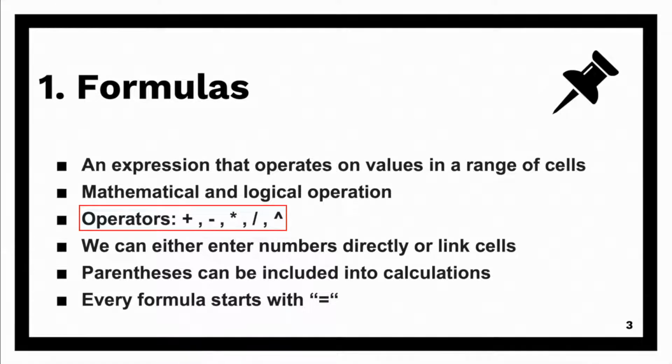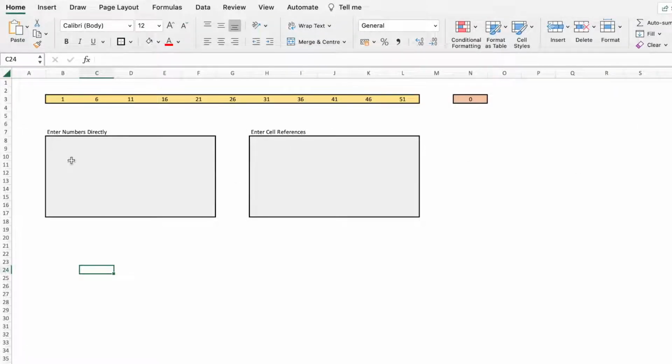To select the correct input, you can either type in the numbers directly by hand or you can link cells. Parentheses can be used like you always did in school, for example, to calculate a certain term before another one. It is very important that you start every formula with an equal sign. So let's continue with an example. To calculate something, just type equal sign and then your input. The result will be shown when you press enter.